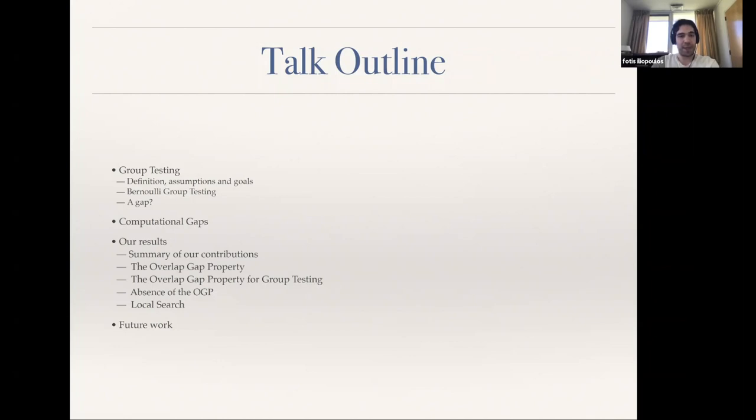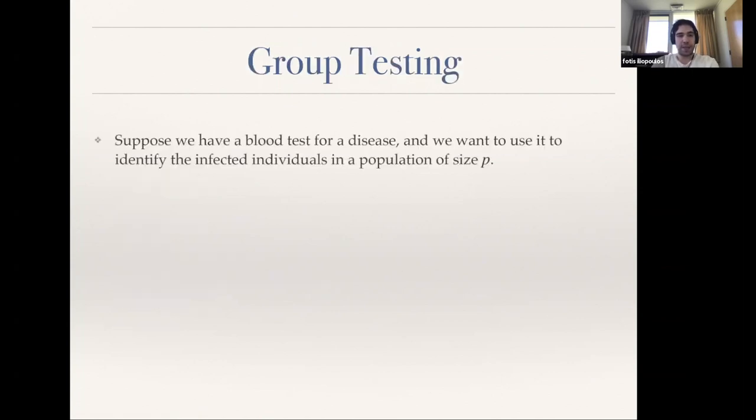Okay, so let's start with what the group testing problem is. Suppose that we have a blood test for a disease and we want to use it to identify the infected individuals in a population of size P. Okay, so we have a population of size P. Some of the individuals in this population are infected, and we have a blood test that we can use to test an individual to see whether this person is infected or not.